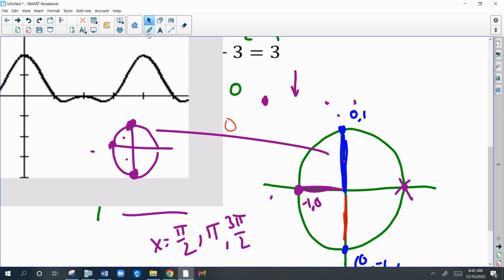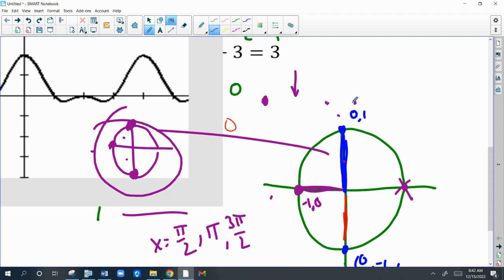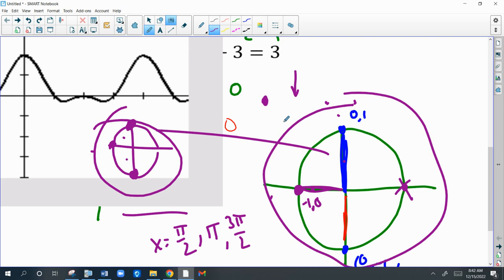Compare this circle from the graph with the circle when we did it by hand, and you'll see it's exactly the same. So it's a really, really good check, really useful. And you really can't get these problems wrong if you're good at checking.